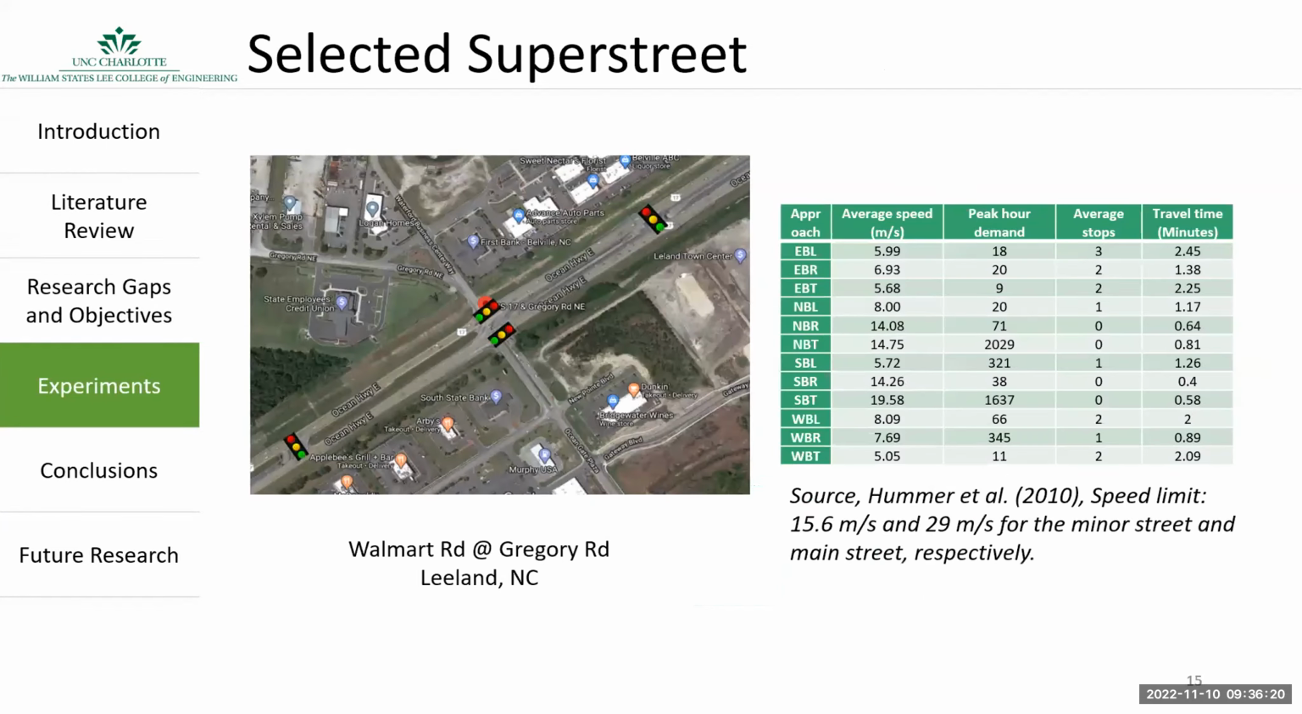So we can move to our case study. I selected a superstreet that is situated at Walmart Road and Green Garden Road, and I collected the traffic information from Hummer's work in 2010 and the table of traffic volume and average speed.